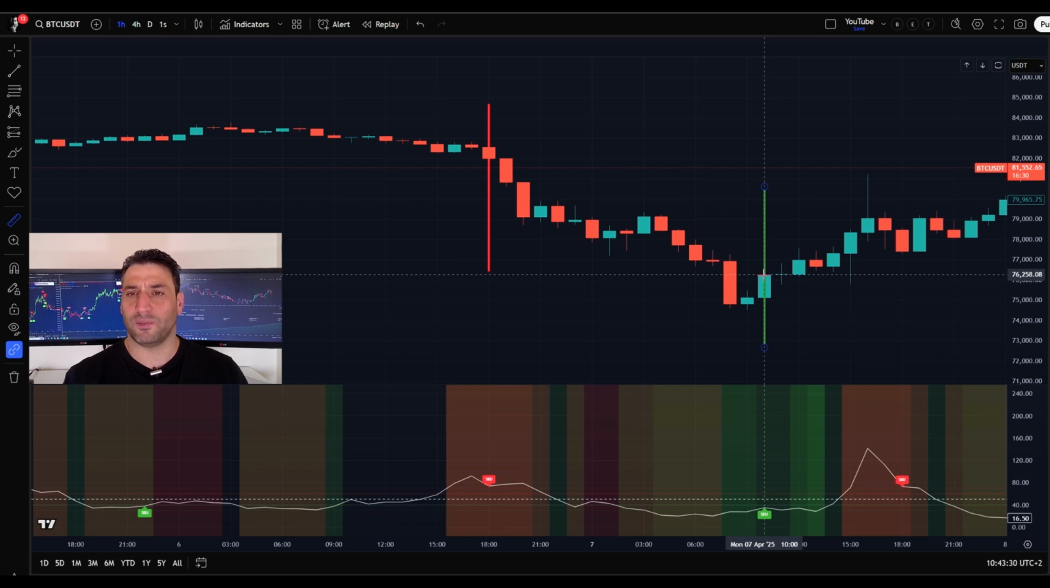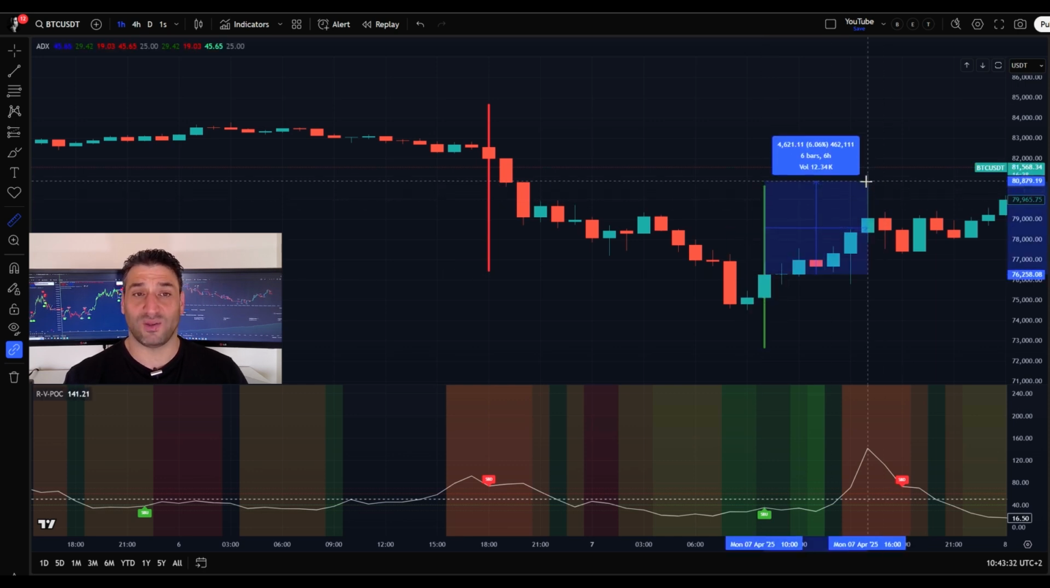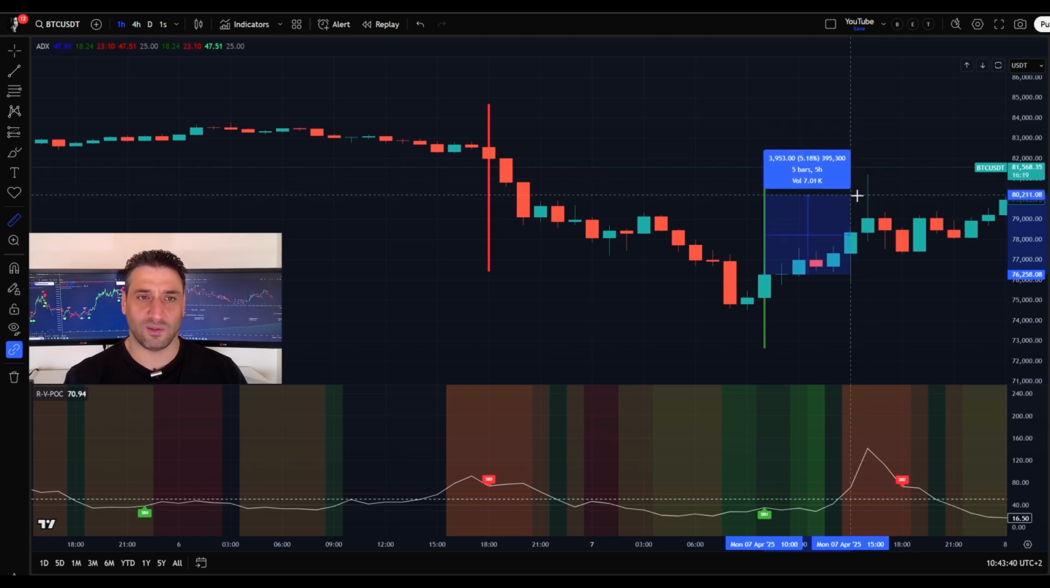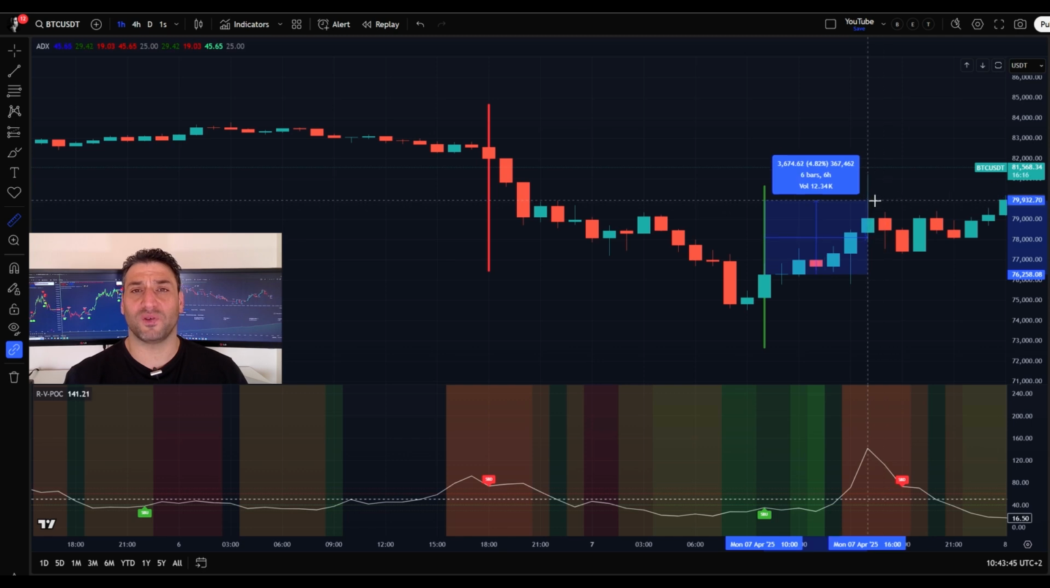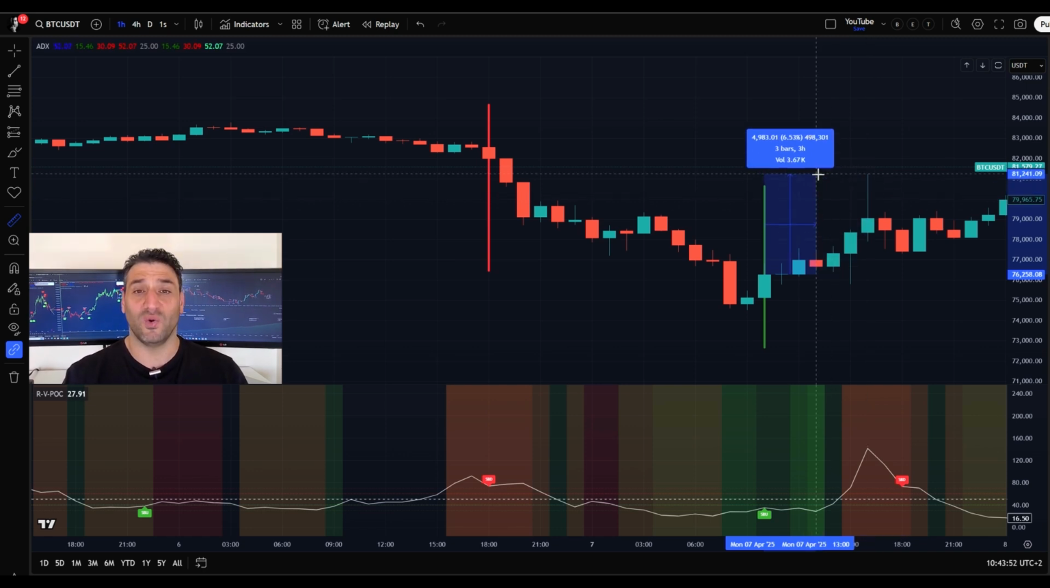After the signal, the price rallies to $81,200. That's a 6% gain. Now, imagine getting out at just 5% profit with a conservative 5 times leverage. That's a 25% profit on your position. A huge win. This indicator does not just give you signals. It helps you capture big moves with confidence.